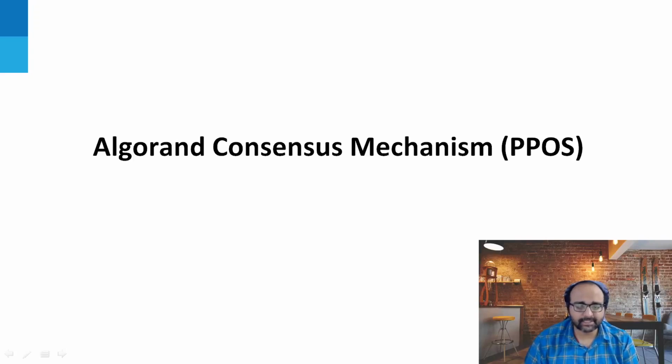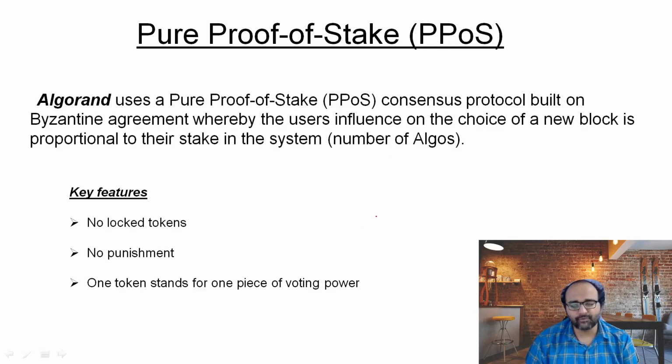So in this lecture, we'll discuss Algorand's consensus mechanism, which uses a mechanism called PPoS, which means pure proof of stake. Basically, this mechanism makes use of Byzantine agreement, where the choice of adding the new block is directly proportional to the stake in the system. The stake in the system represents the number of algos.